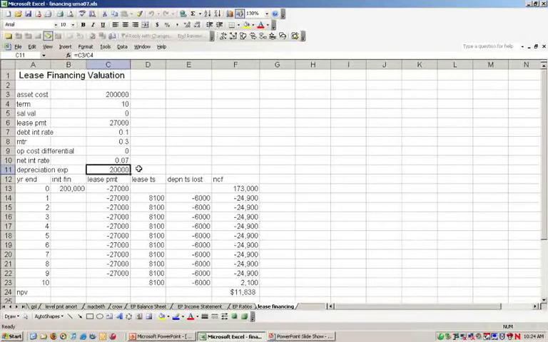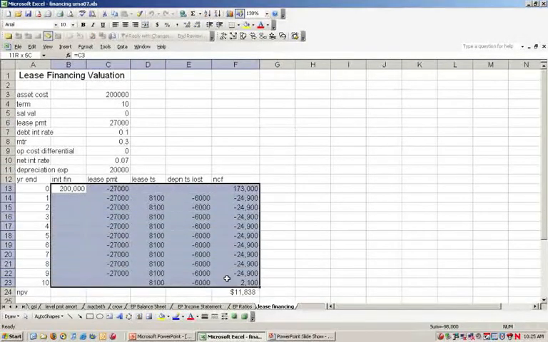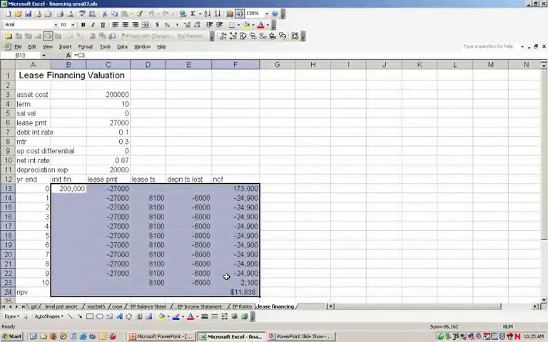Now you can see below that I've already done the lease financing valuation process and come up with the net present value of the lease. Now let's erase this part of the worksheet and redo it so that you can see exactly how to do a lease financing valuation.